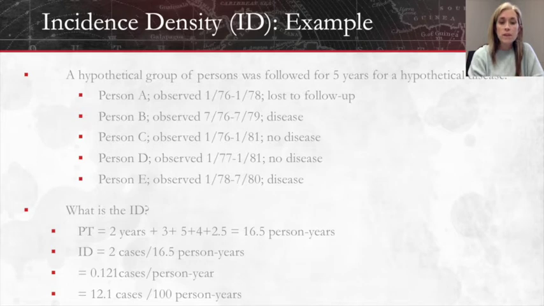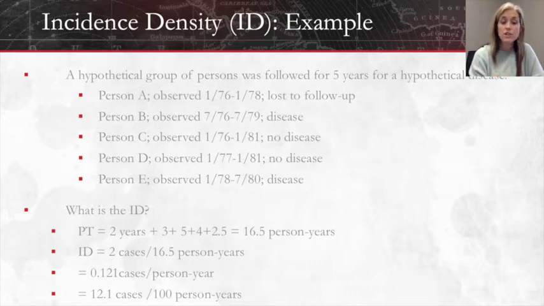And so what that would be is the number of new cases of disease. So going down to the incidence density: the number of new cases of disease in this particular population is 2 cases, because person B and person E developed the disease. Then the denominator is the number of disease-free time units, and basically we calculated it in terms of years.